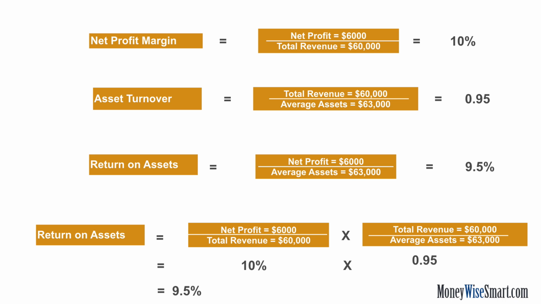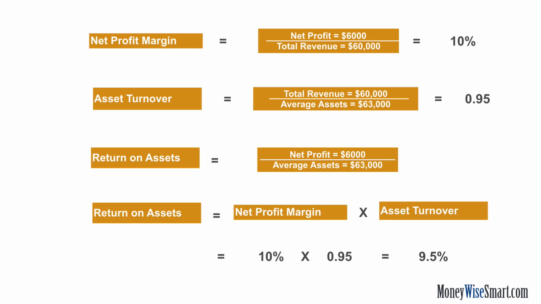So the return on assets works out to 9.5%, and the ROA, the return on assets, can also be expressed as net profit over total revenues multiplied by total revenues over average assets. So algebraically, this is exactly the same as net profit over average assets. Or in other words, the return on assets can be expressed as net profit margin multiplied by the asset turnover.